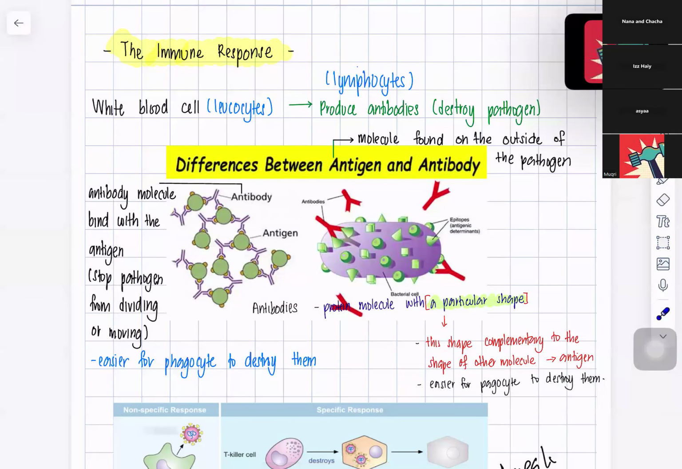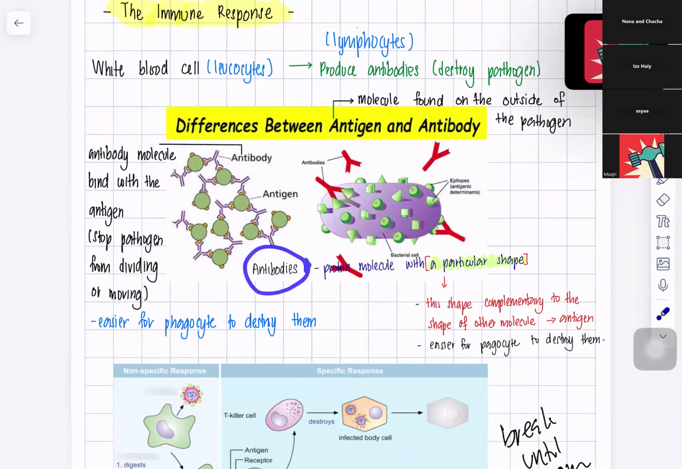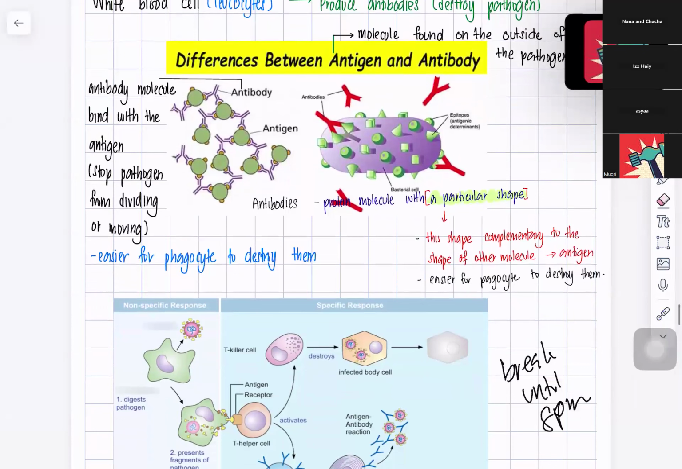Okay. Difference between antigen and antibody. Antigen is a molecule found on the outside of the pathogen. Then antibody is a protein molecule with a particular shape. This shape is complementary to the shape of the other molecule, the antigen.